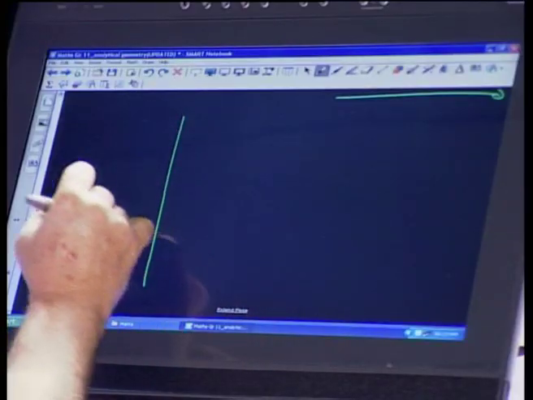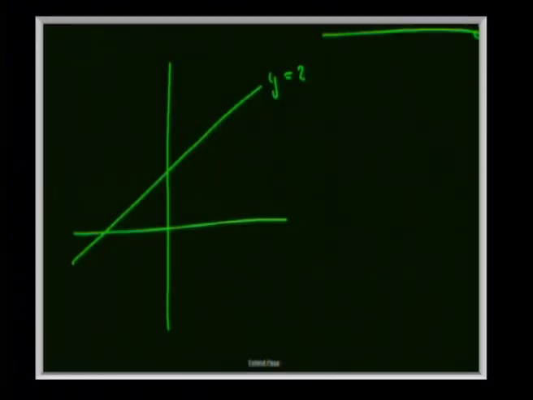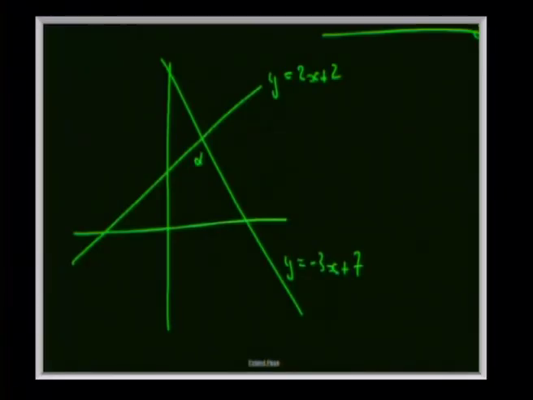Now, a slightly more typical exam question is the one I'm going to put on the screen now. You're given a Cartesian plane with the equation of a line y is equal to 2x plus 2, and the equation of the other line y is equal to minus 3x plus 7. I'm just taking those equations as an example. You're then asked to find the size of the angle alpha.